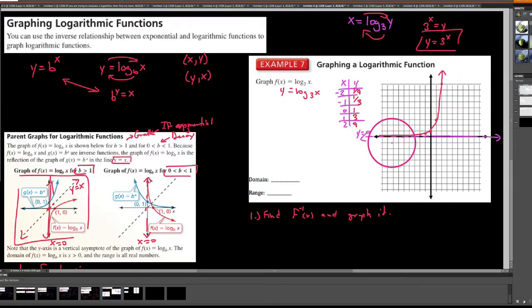So I'm just going to be clear on this. I want to label this with what it is. This is not f of x. This is f inverse of x. This is our inverse of the thing that we're actually trying to draw.